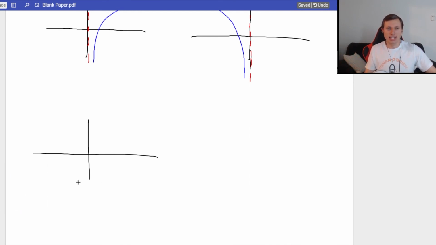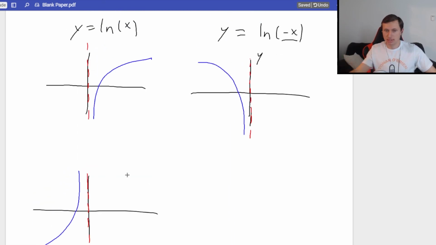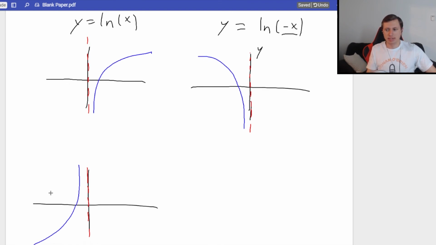Having said that, let's see if you can get this one. It's this function right here. And again, the parent is right above it. So what's it going to be? Go ahead and give it a shot. This is going to be both. It's a flip along the x and the y-axis. So it's y equals negative natural log of negative x.